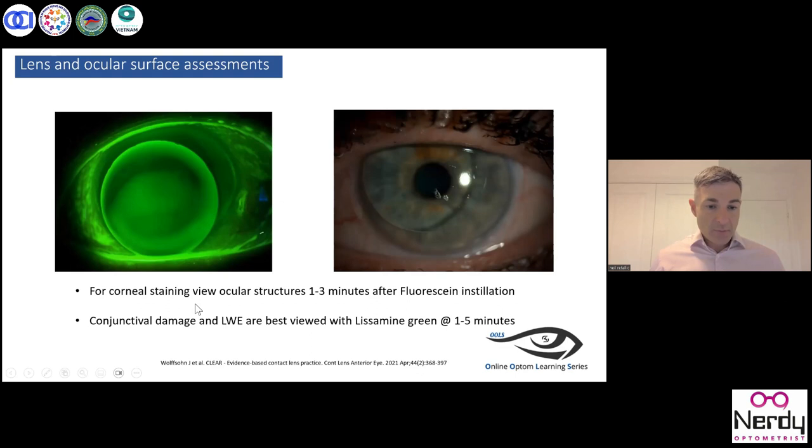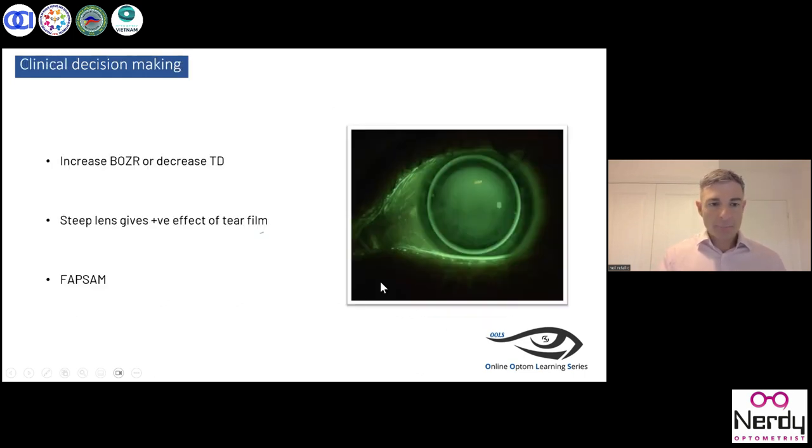In terms of when's the optimal time to check for corneal staining, the suggestion is 1 to 3 minutes after fluorescein instillation. And if we're looking for conjunctival damage and we're using, for example, lissamine green, and we're looking for lid wiper epitheliopathy, you probably need a little bit longer, so 1 to 5 minutes. You can combine them, but you quite often need quite a bit more lissamine green than you do fluorescein, just because of the way that it comes out. But of course, they should be the last tests to be done because they are the most invasive as well.